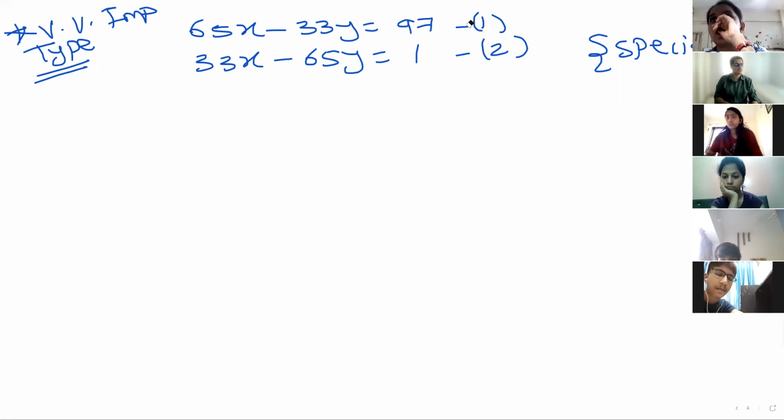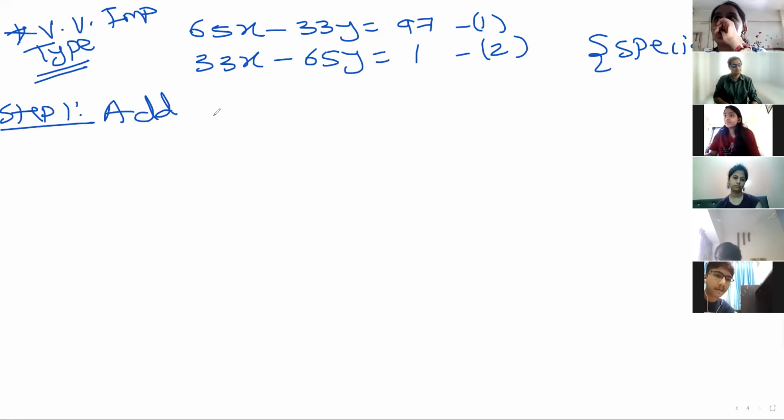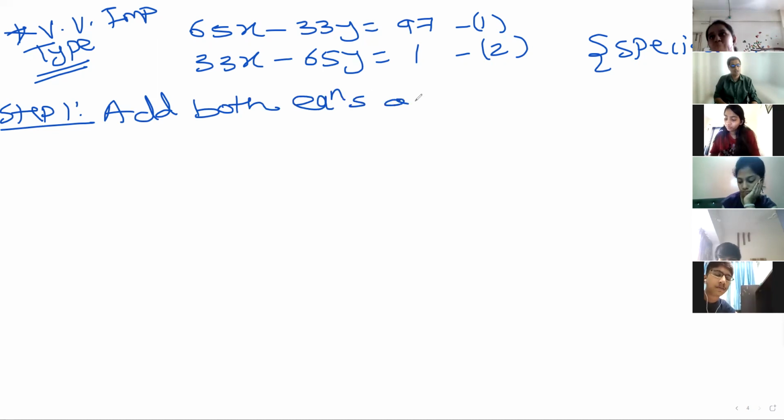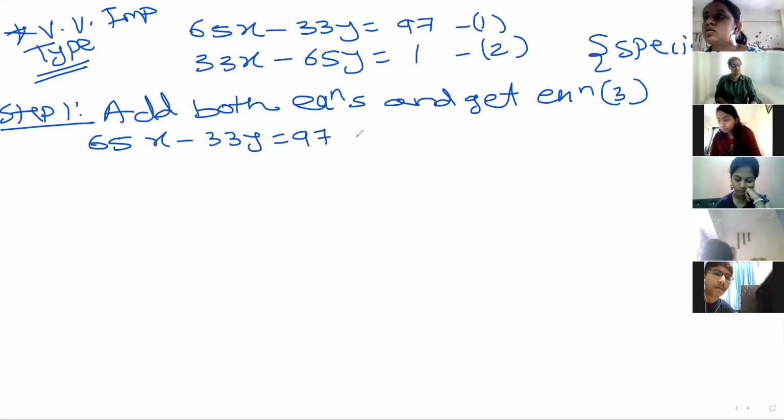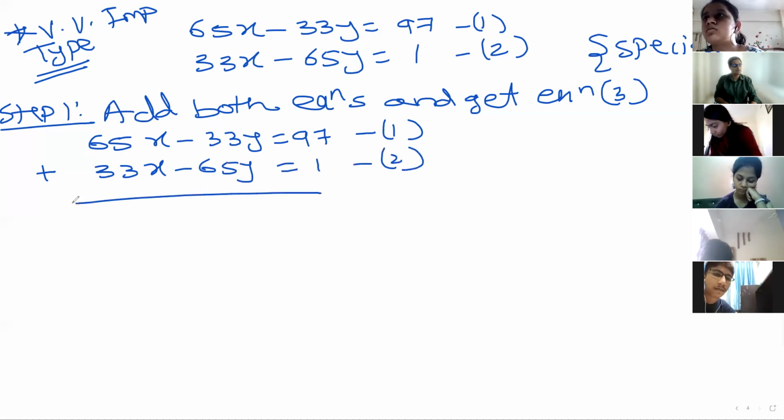In such a case, what you have to do, step 1, please pay attention. Step 1, add both the equations and get equation 3. Let's see what happens on adding. 65x minus 33y is equal to 97, this is equation 1, plus 33x minus 65y is equal to 1. Tell me, what will you get after adding? 65 plus 33 is how much? 98.